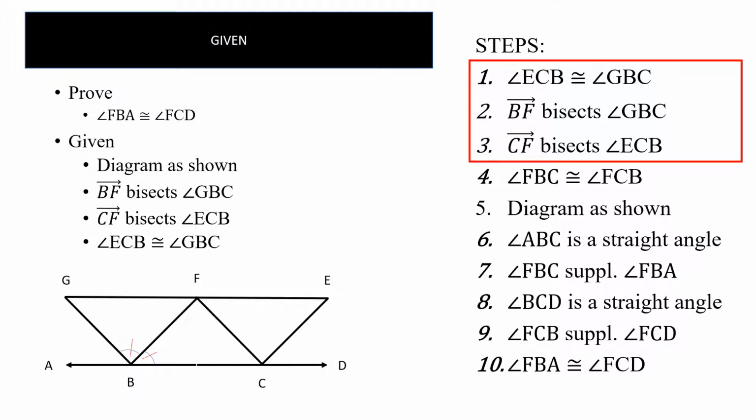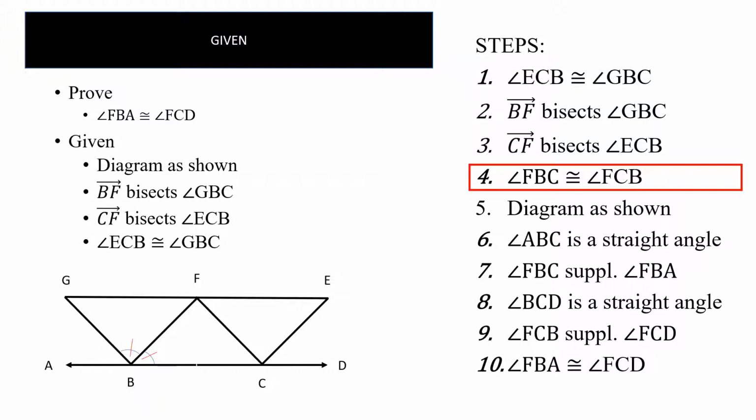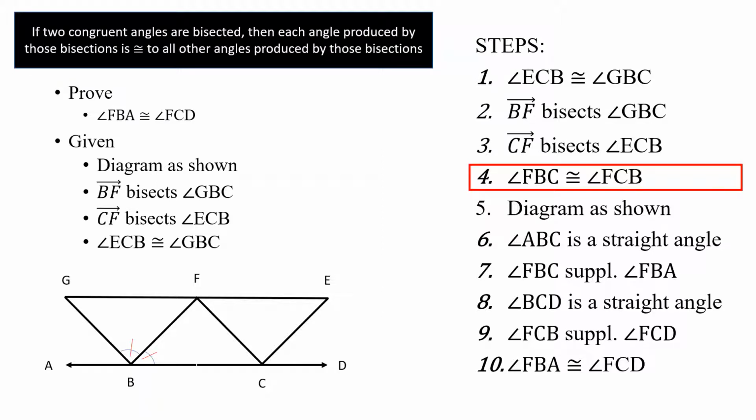Now let's look at step 4, which states that angle FBC is congruent to angle FCB. What is the justification for that? Well, briefly, if two congruent angles are bisected, then each angle produced by those bisections is congruent to all the other angles that are produced by those bisections. And again remember that when an angle is bisected, the two resulting angles produced by that bisection are going to be congruent to each other. Okay, so that is step 4.